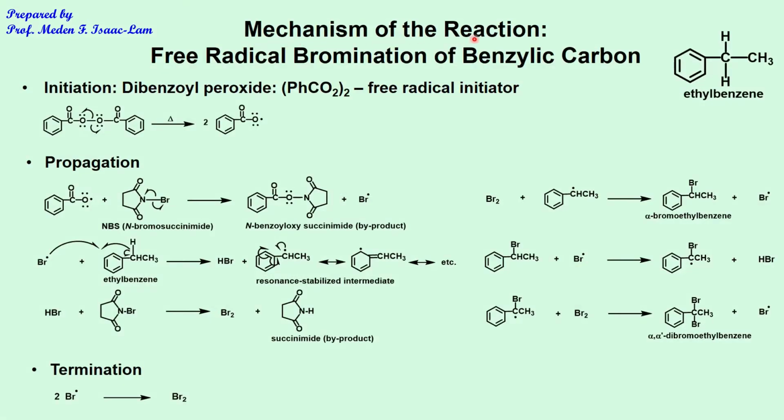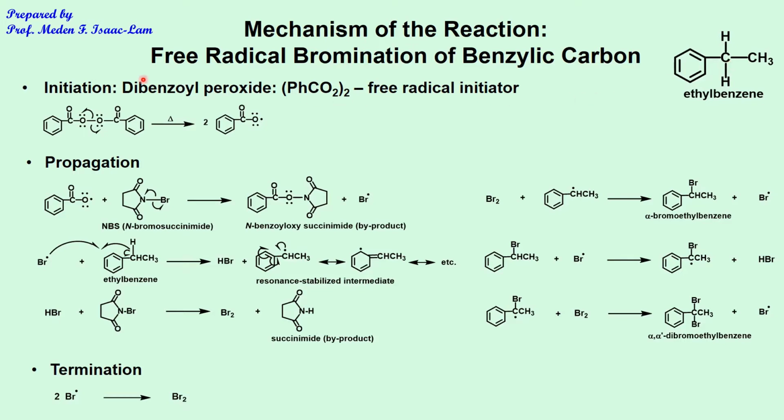The mechanism of the reaction in this experiment is a free radical bromination of the benzylic carbon in ethyl benzene. In ethyl benzene, the structure is shown on the right side. There is a benzylic carbon, which is the carbon directly bonded to the benzene, and you have two hydrogens bonded to that benzylic carbon.